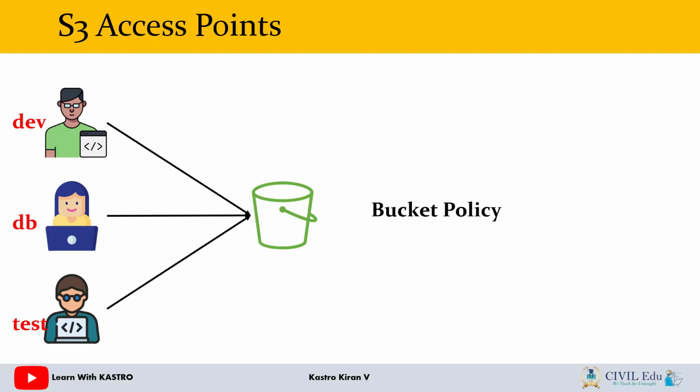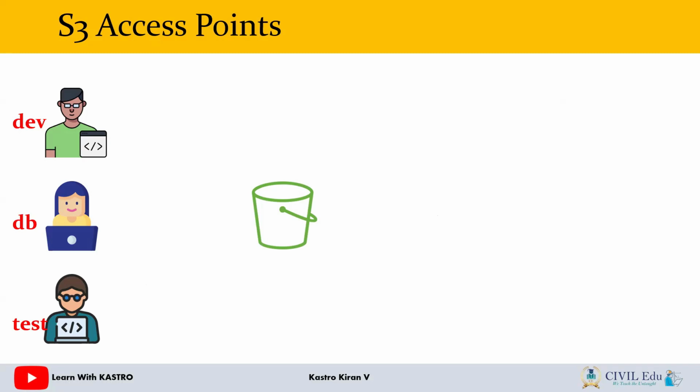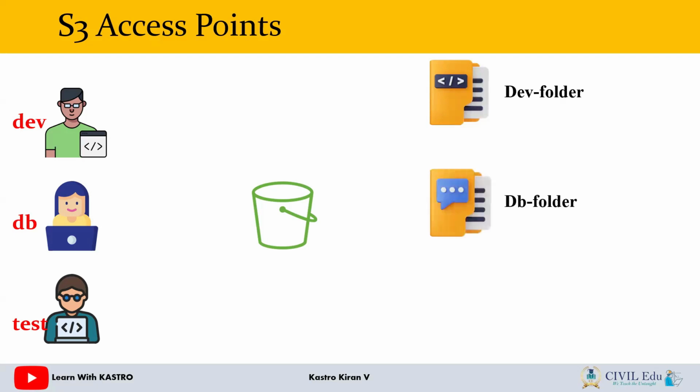Now let us consider the situation in a different way with respect to the access points. The same three teams are available and they want to access the bucket. Here the scenario is, inside the bucket, there are three folders. The first folder is known as dev folder. The second folder is known as database folder. And the third folder is known as test folder.